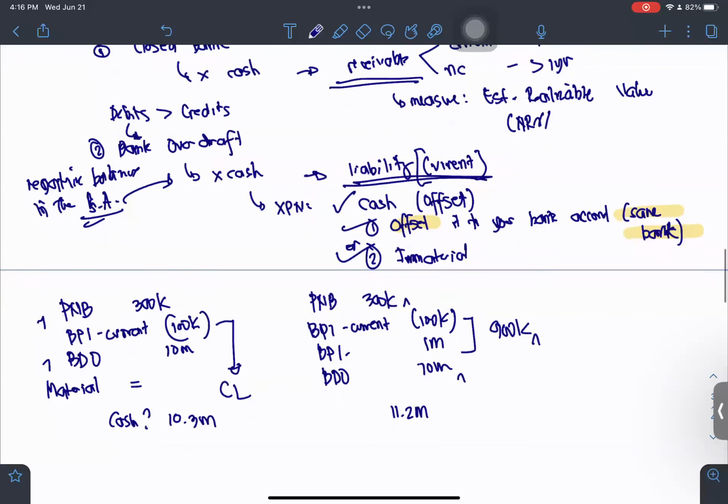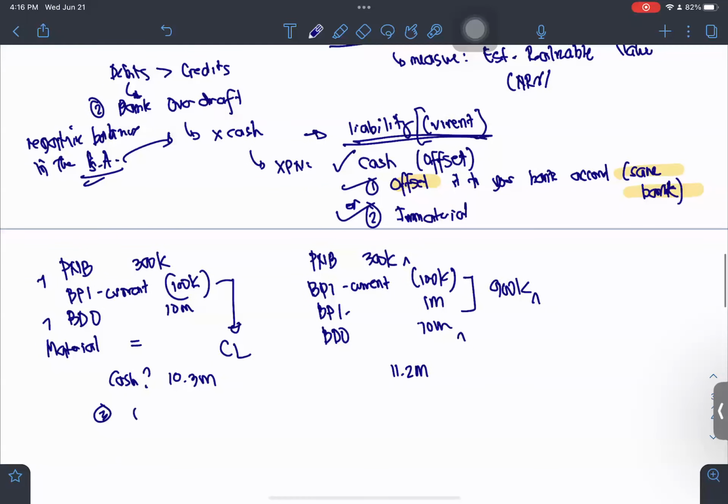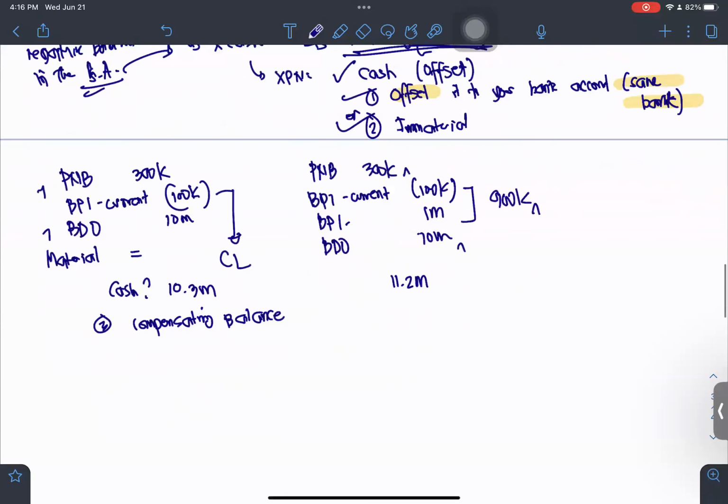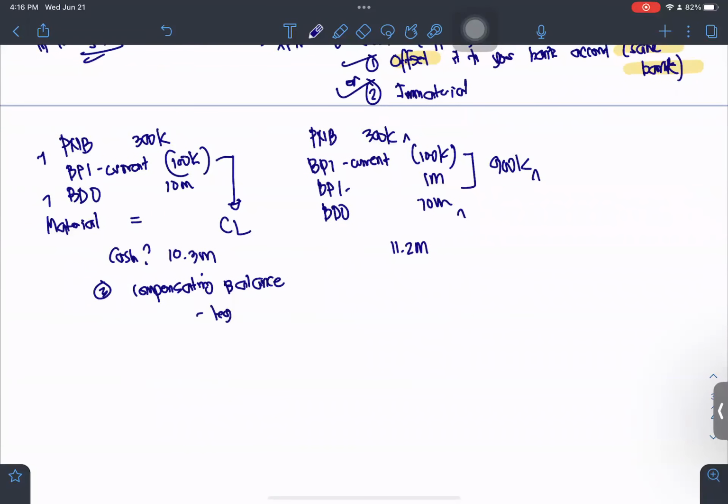And the last issue here is the compensating balance. For compensating balance, what did we say? If ever it is legally restricted, then it is not part of your cash. But if it is not legally restricted, then it is part of your cash.